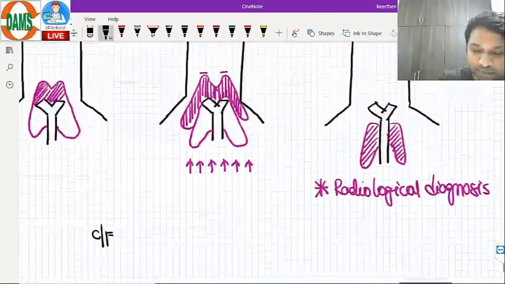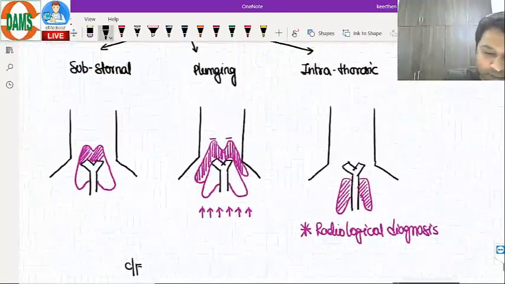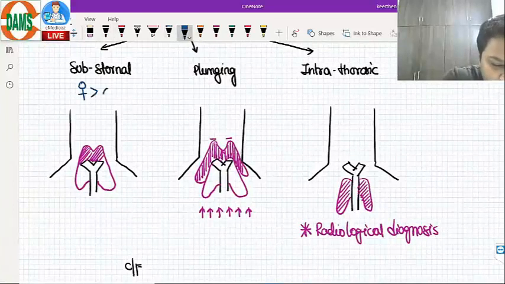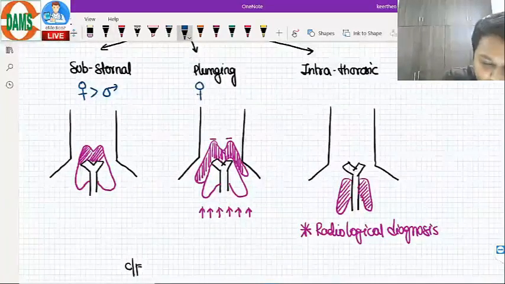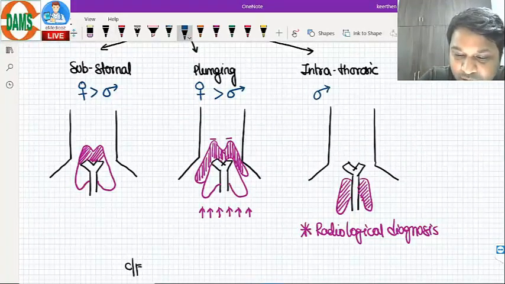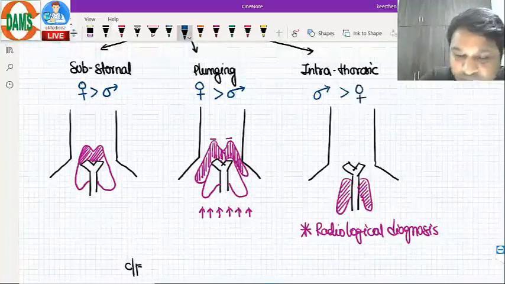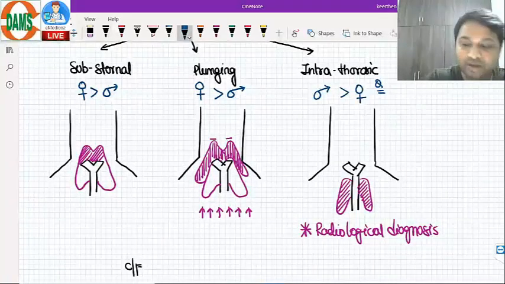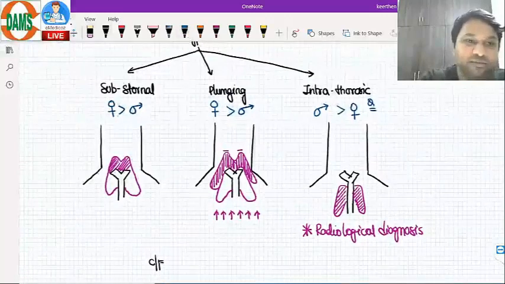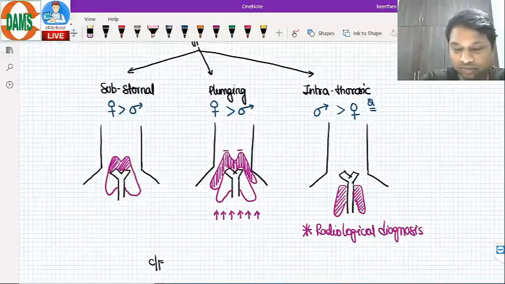One important thing with respect to all the varieties: all goiters are more common in females when compared to males. Even the retrosternal goiter is more common in females when compared to males. The only exception is the intrathoracic goiter, which is more common in males when compared to females. This is a very, very important point to be remembered.